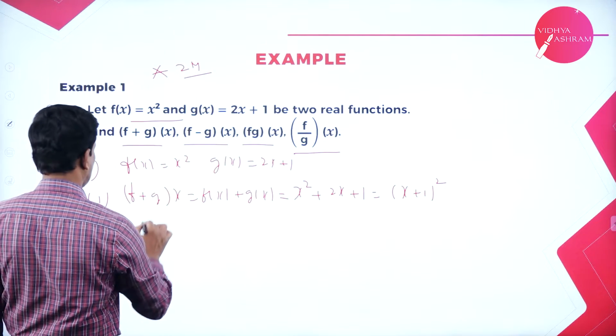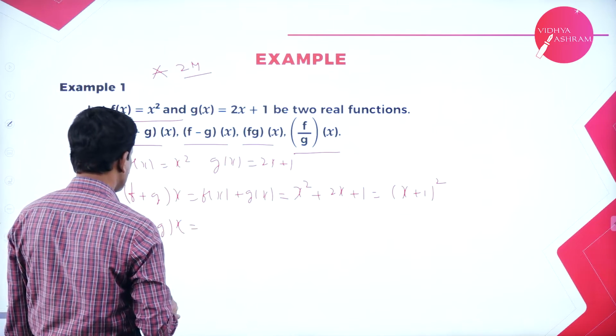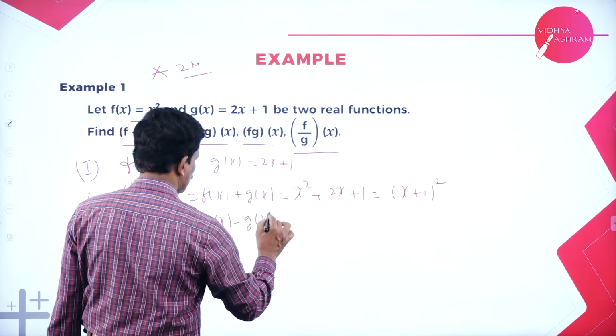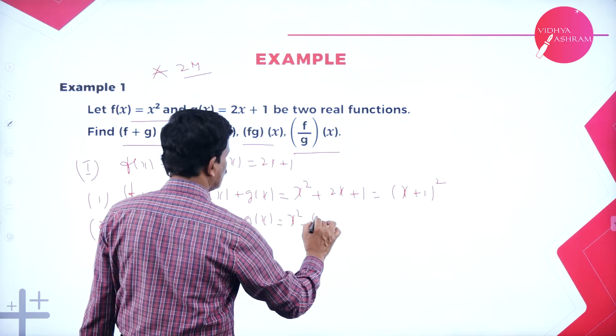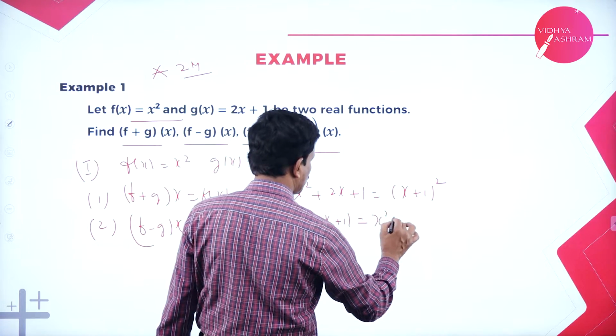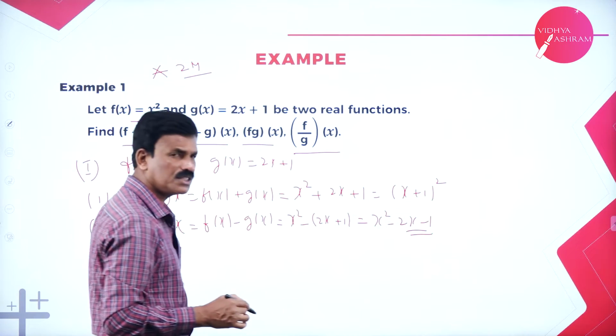Okay. Second one. What is the second one? (f minus g)(x). That is nothing but f(x) minus g(x). What is f(x)? x square minus g(x), which is 2x plus 1. So this can be written by multiplying with the negative sign: x square minus 2x minus 1. You cannot simplify anything further for this.